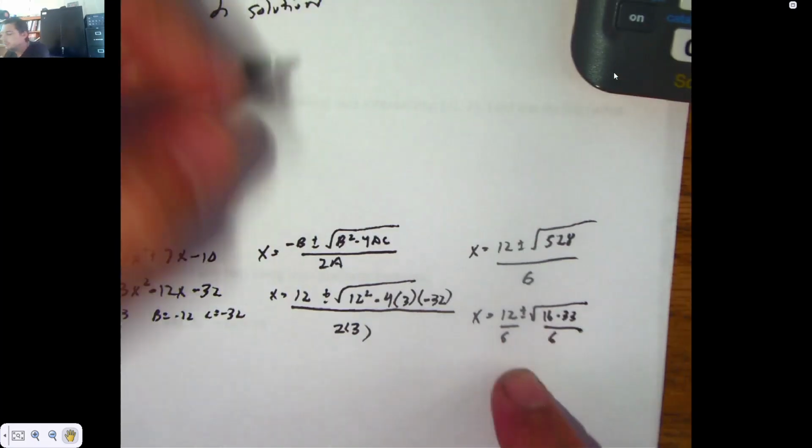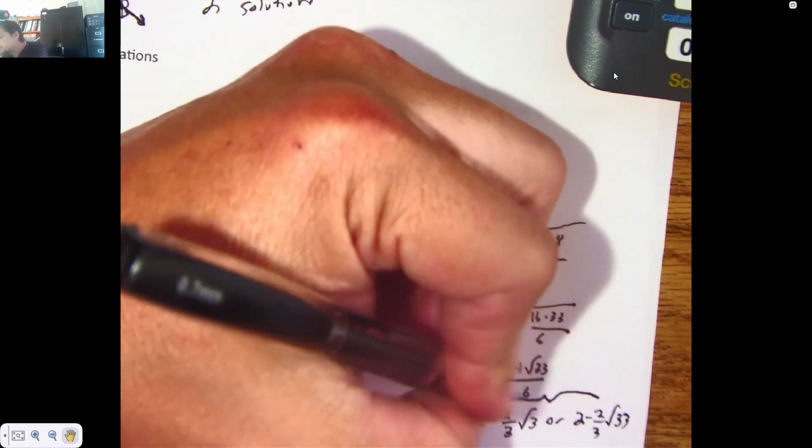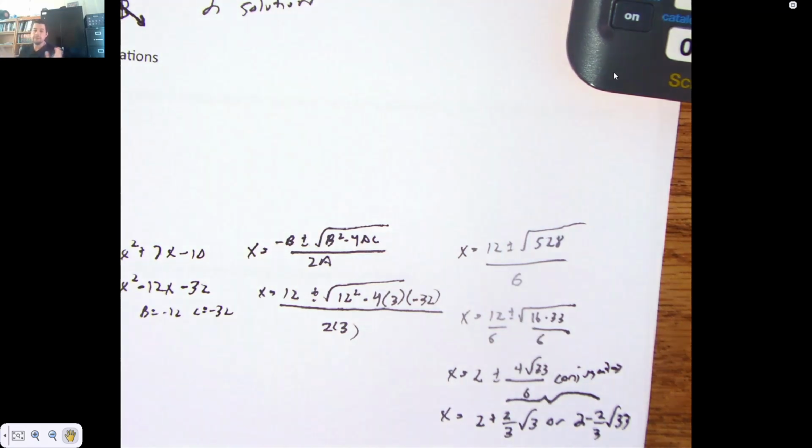But x is 12 plus or minus the square root of 16 times 33, and both those pieces are sitting over a 6. 12 over 6 is 2. The root of 16 is 4. And 4 over 6 reduces down. So I am 2 plus 2/3 of root 33, or I'm 2 minus 2/3 of root 33. And it doesn't actually matter here, but I want you to pay attention that these are conjugates. Those are your answers. They've got some funny looking answers.